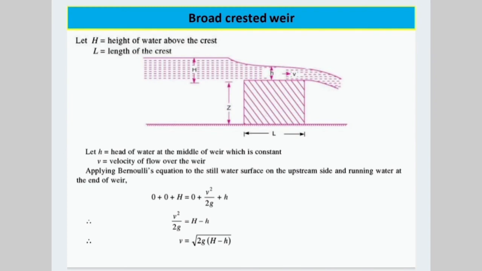Discharge over a broad crested weir. A broad crested weir is shown in the figure. Here H is the height of water above the crest, L is the length of the weir, small h is the head of water at the middle of the weir, which is a constant, and V is the velocity of flow. By applying Bernoulli's equation, we get capital H equal to V squared by 2g plus h. From this, we get velocity equal to root of 2g into (H minus h).